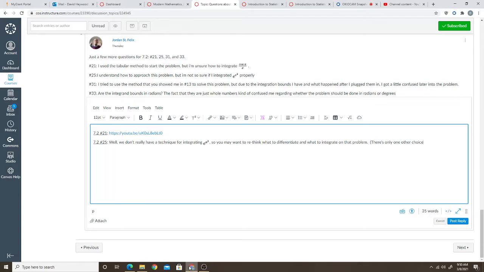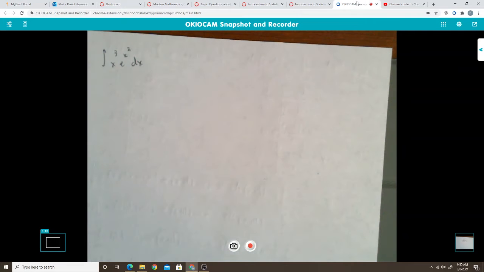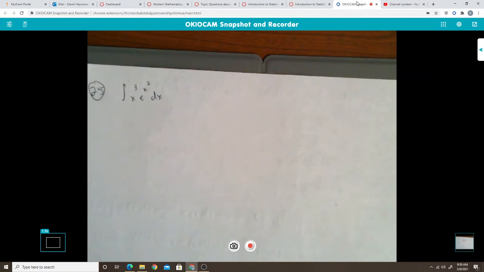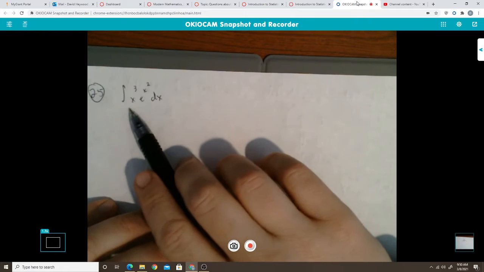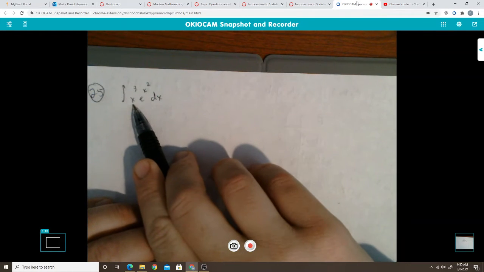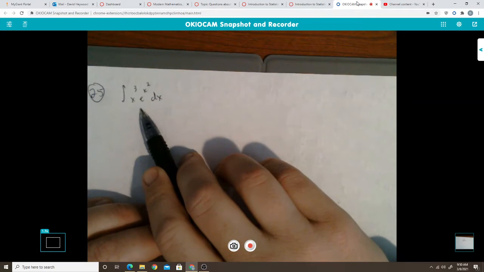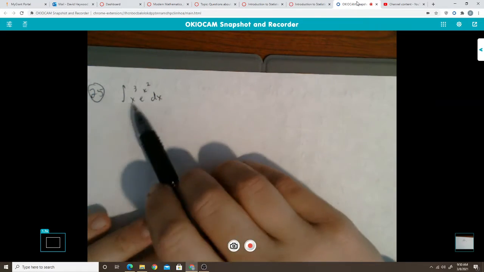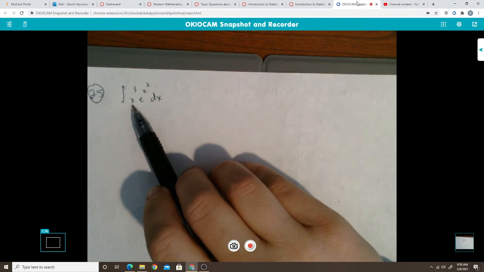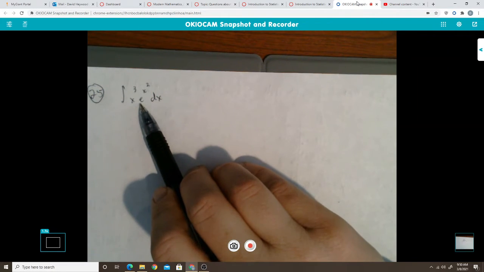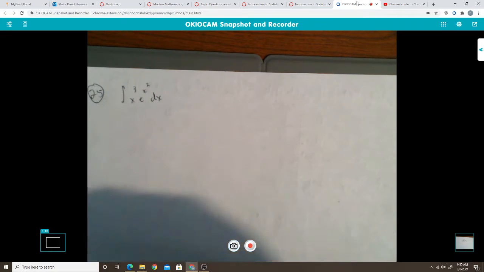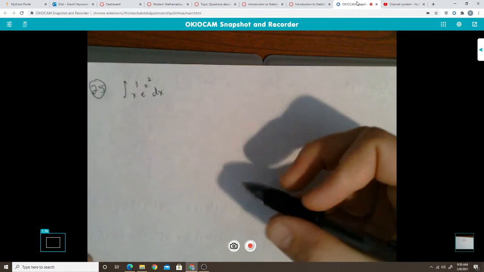Okay, let's talk about 25 on 7.2. So another kind of interesting one, and I think there are a couple ways that you could approach this one, maybe. Let's try it out. If you were thinking, well, I'll differentiate this because it goes down to 0, and then I'll integrate this, well, normally, yes, you would want to integrate the polynomial, but in this case, we don't really have a technique for integrating e to the x squared. So you're going to have to choose the other way around, right?